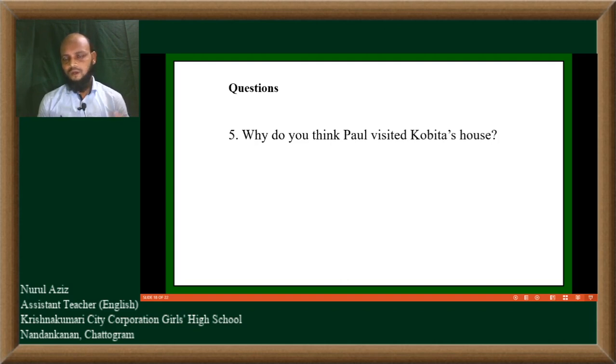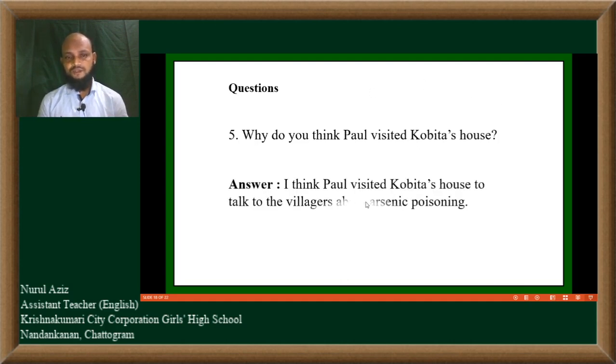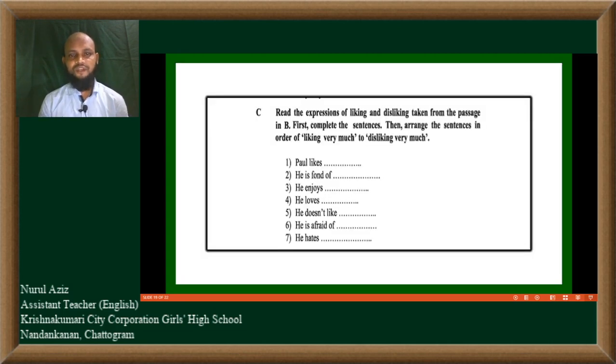Although there is no mention of the purpose of his visit to Kobita's house, we can understand that he visited Kobita's house to talk to the villagers about this arsenic poisoning. I think Paul visited Kobita's house to talk to the villagers about arsenic poisoning. So we have 5 questions from this text and we have finished this.